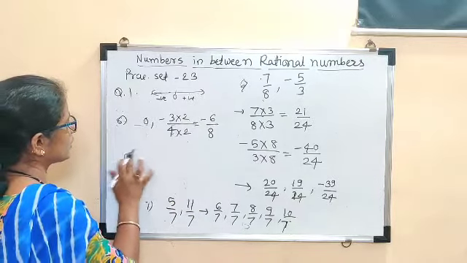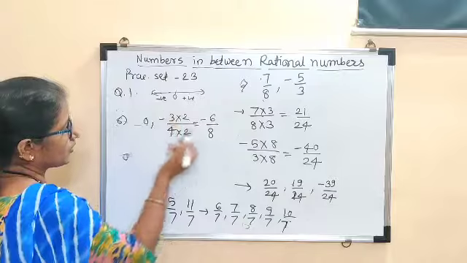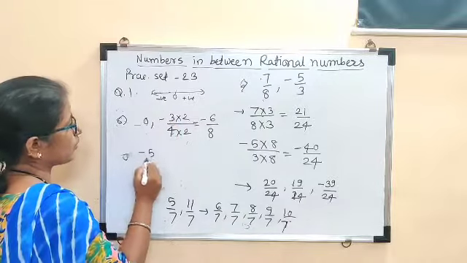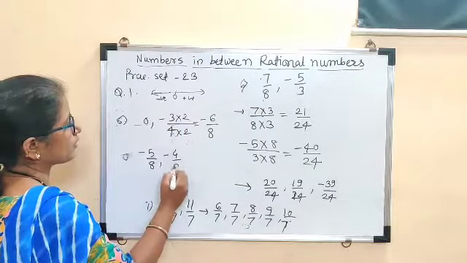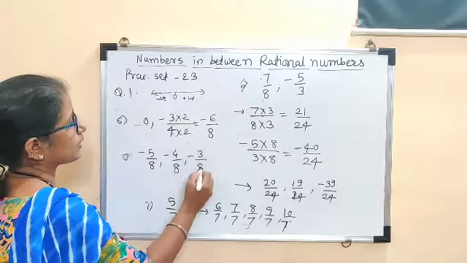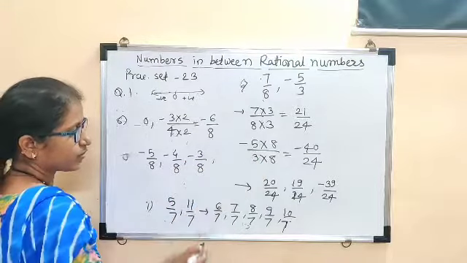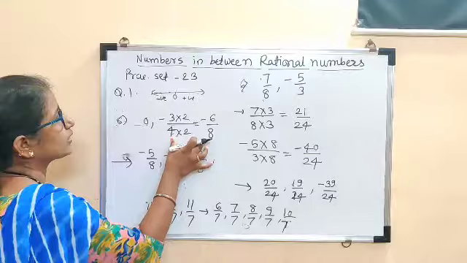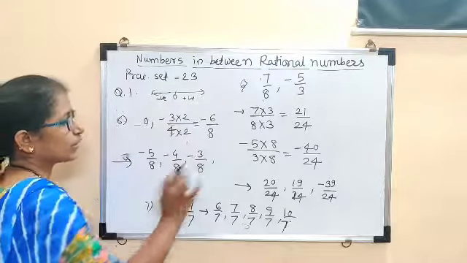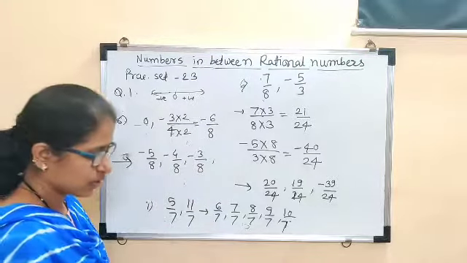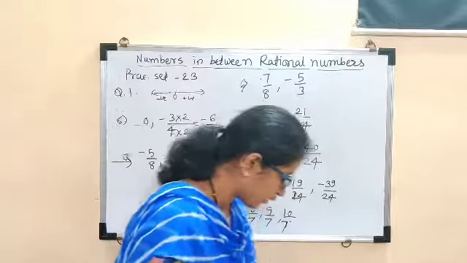After 0 what comes next on the number line? Minus 1 upon 8, minus 2 upon 8, minus 3 upon 8, minus 4 upon 8, minus 5 upon 8. So these are the numbers in between 0 and minus 6 upon 8. From these you can write any three.